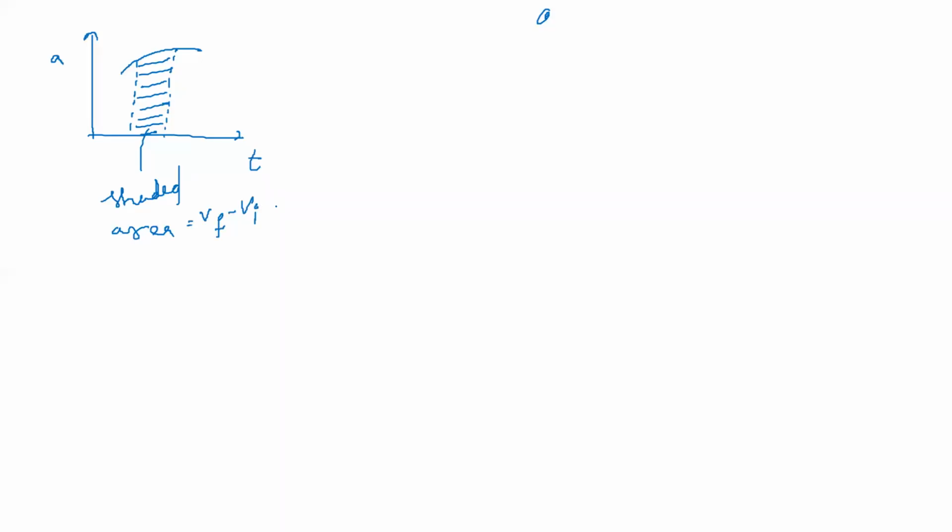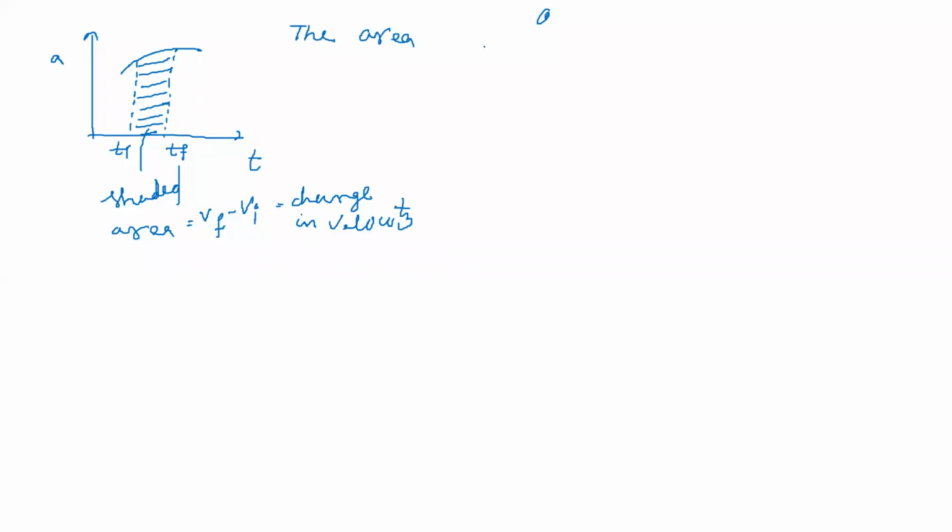Vf minus V initial. Let this be the time interval T1, final time. The shaded area is equal to how much? Vf minus Vi, the change in velocity. That means, students, the area under the acceleration time graph.